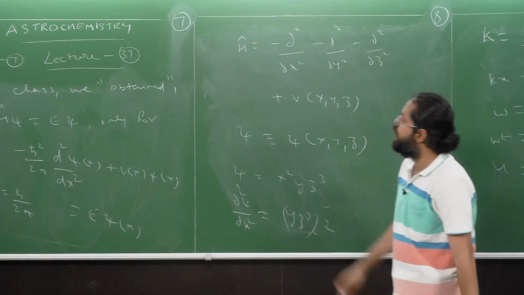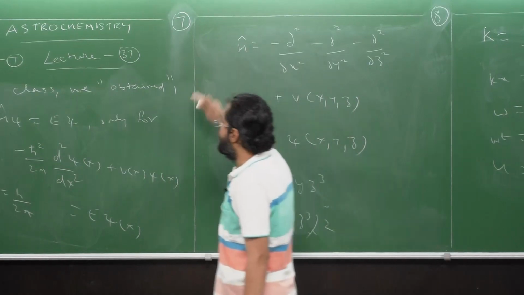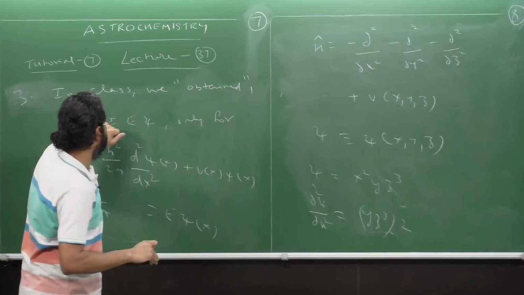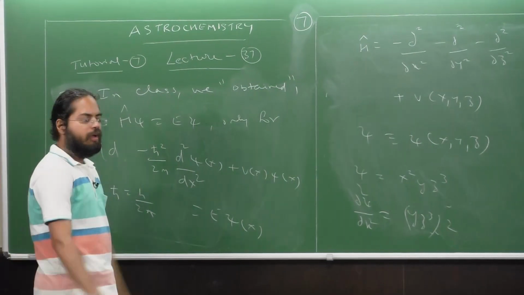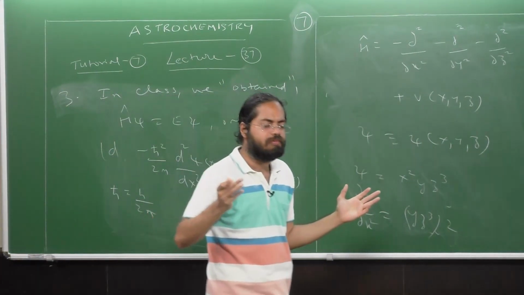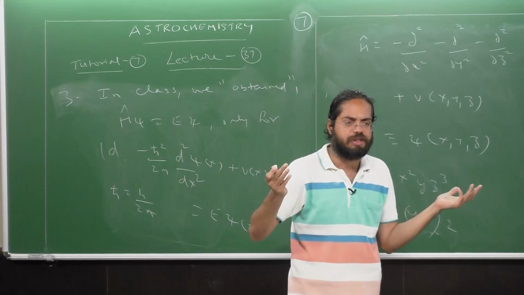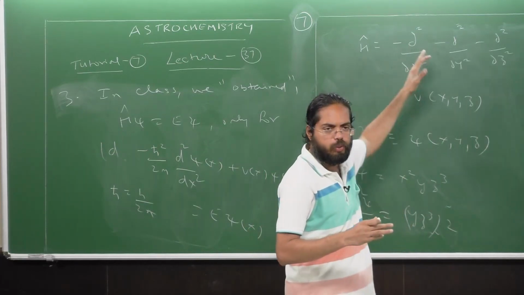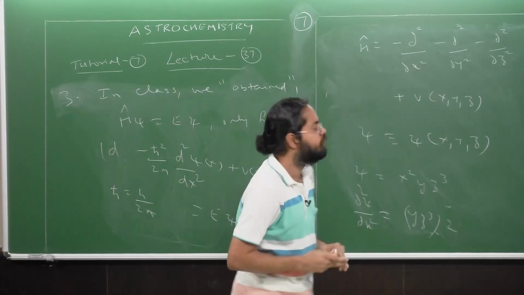So this is how overall we extend the time independent Schrodinger equation from 1 dimension to 3 dimensions. The same can be done even for the time dependent version. I'll give that to you as a homework. It's no big deal. It's just the same way you do it. Are we clear?